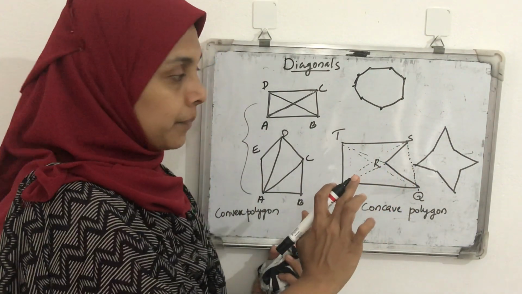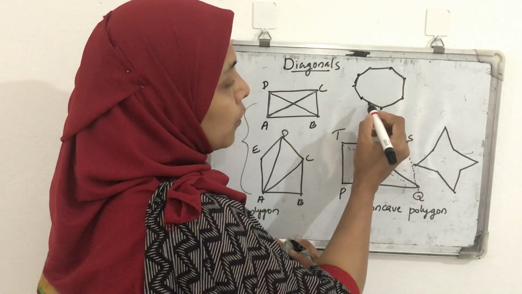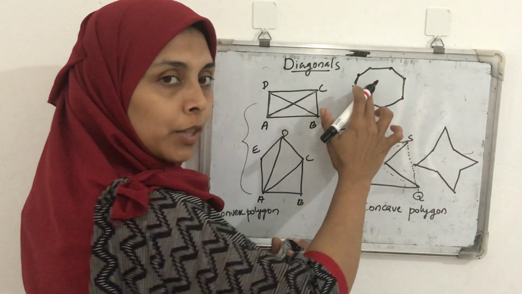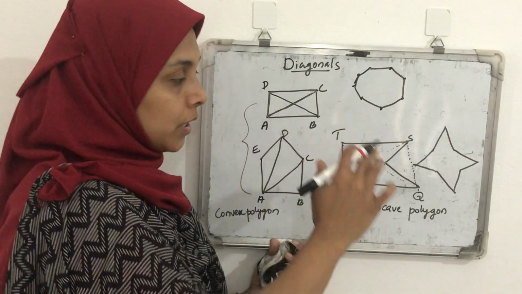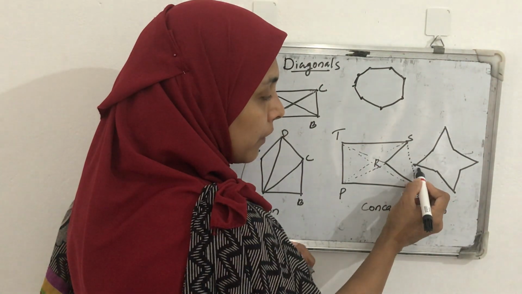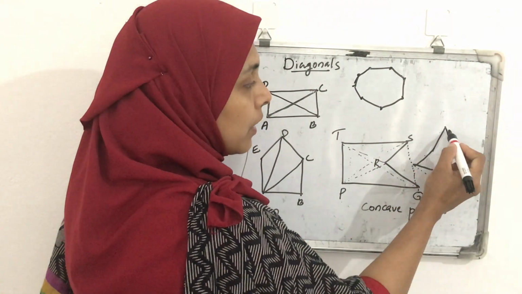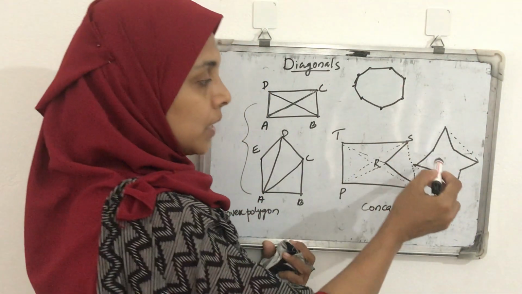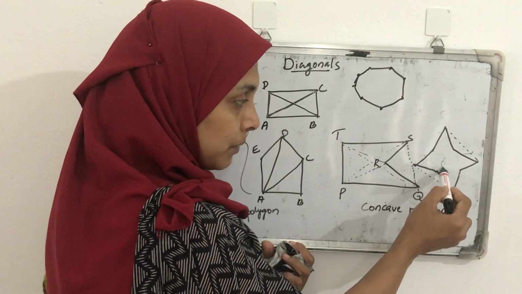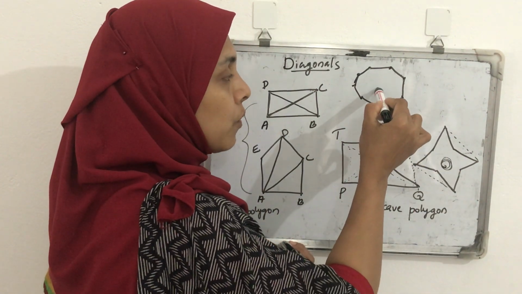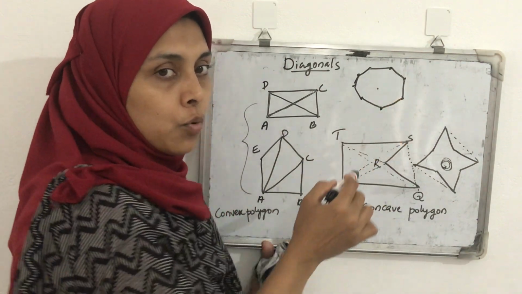Both are octagons. But when you draw the diagonals of this octagon, all the diagonals will be on the interior part of that octagon. But when we draw diagonals here, you look, one diagonal we can draw from here. Here also we can draw another diagonal. So these polygons are called what? Concave polygons, and this type of polygon is called convex polygon.